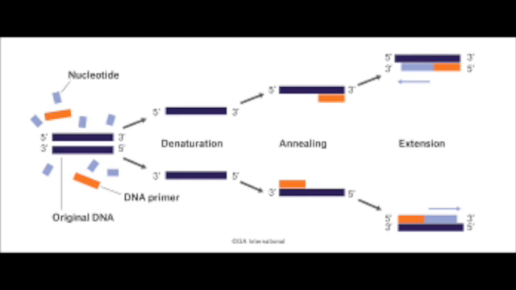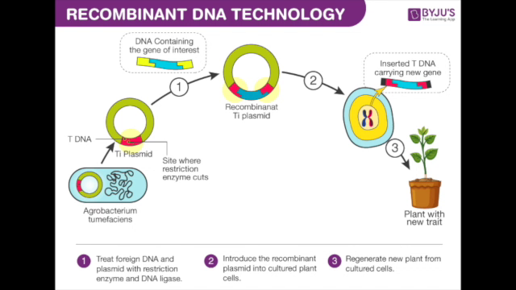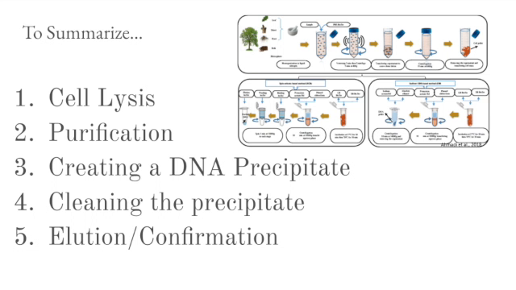The DNA can then be grown and duplicated after it has been extracted. Processes such as the polymerase chain reaction and creating recombinant DNA can lead to the duplication of the targeted DNA that has been extracted to create mass amounts of targeted DNA. So to summarize, the process of DNA extraction follows the steps of cell lysis, purification, creating a DNA precipitate, cleaning the precipitate, and then putting the DNA in an elution and confirming for the purity of the DNA.